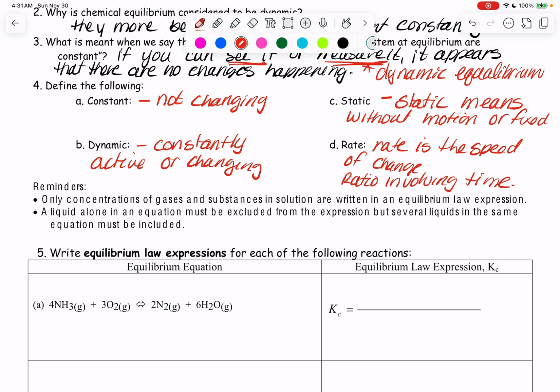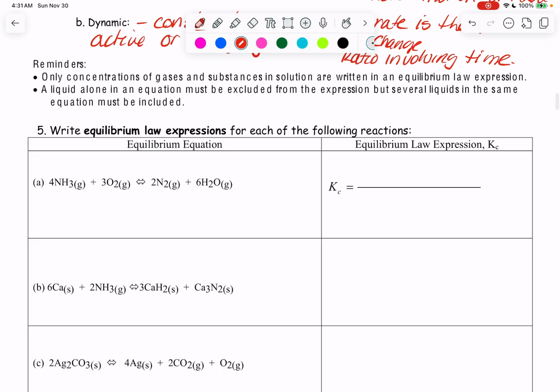So here are some reminders of equilibrium questions. Only the concentrations of gases and substances in solution are written in an equilibrium law expression. A liquid alone in an equation is excluded from the expression, but if it contains several liquids in the same equation, that must be included.